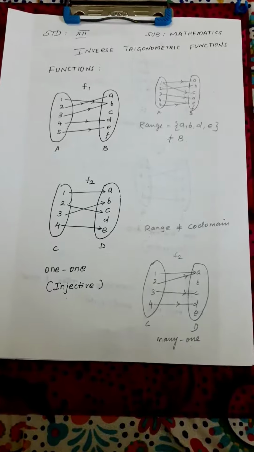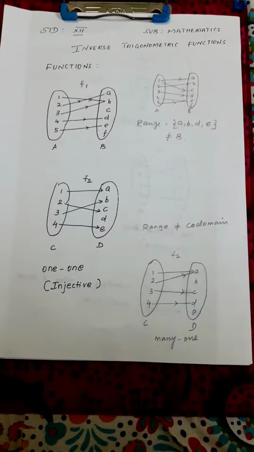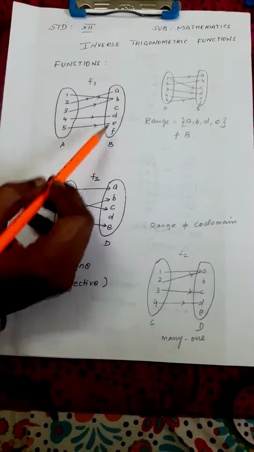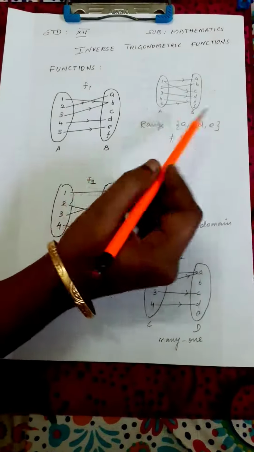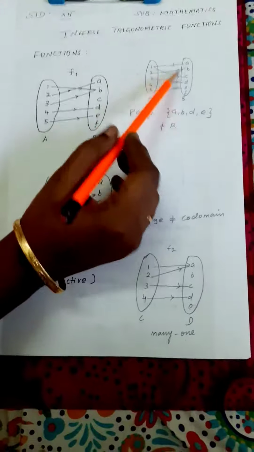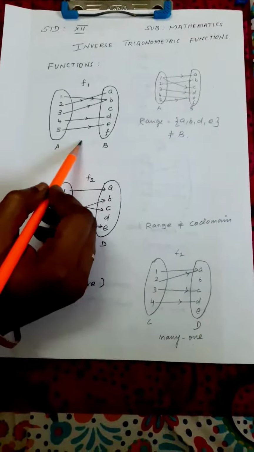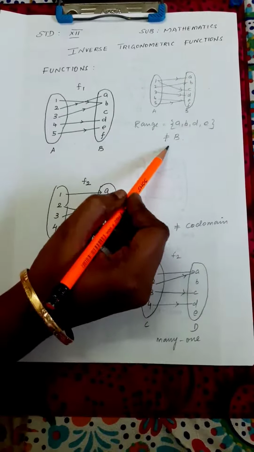Before we start, we will have a quick recall on types of function. A relation is said to be a function when all the elements in the domain have only one image in the codomain. So this is a function. Now see this arrow diagram. Here element 1 has two images, so it is not a function. Now what is the range of this function? A, B, D, E. So range is not equal to codomain B.